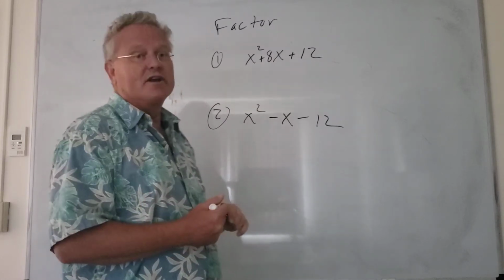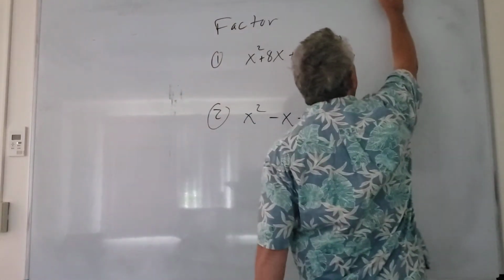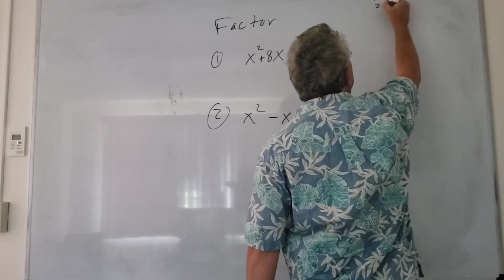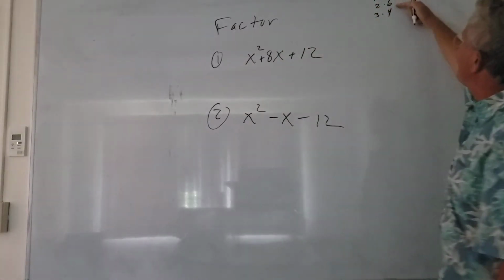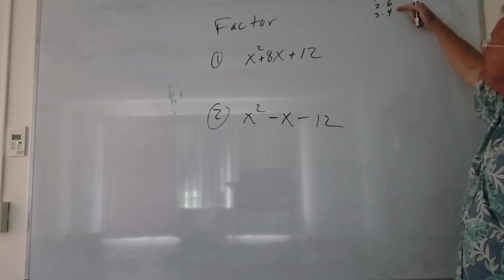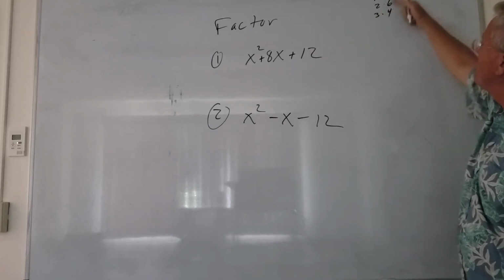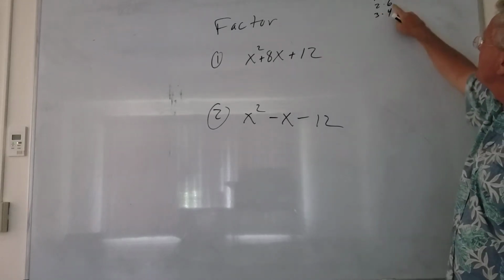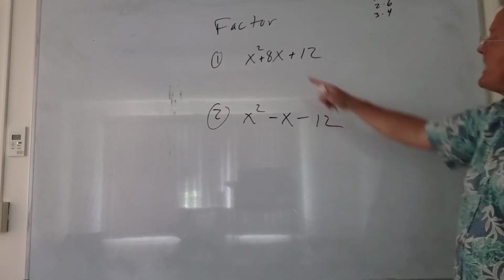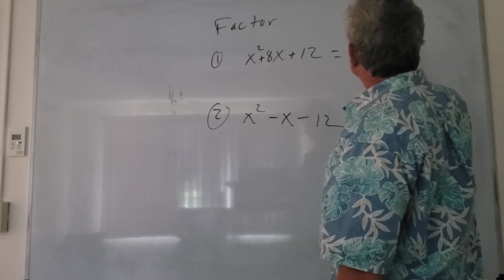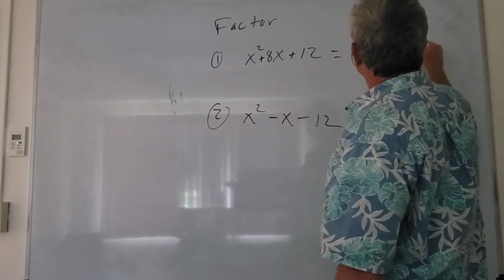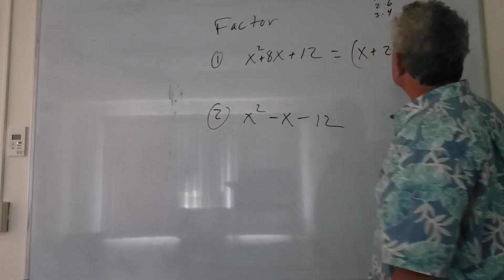Well, what numbers multiply to 12? 12 times 1, 2 times 6, 3 times 4. Only one of these has two numbers that add up to 8. They all multiply to 12, but 6 and 2 is the one that adds up to 8. So this factors to x plus 2 times x plus 6.